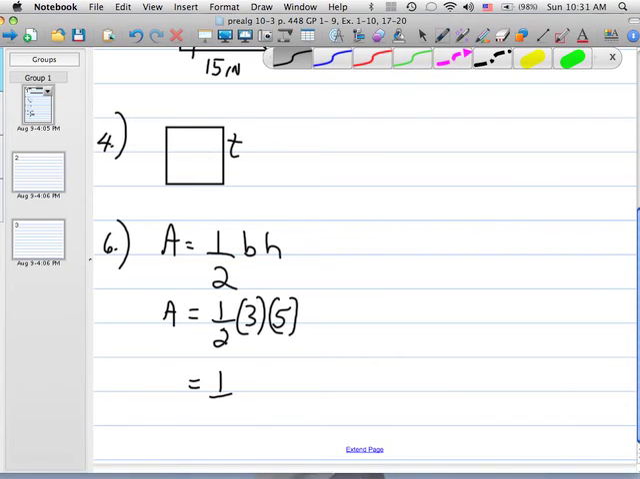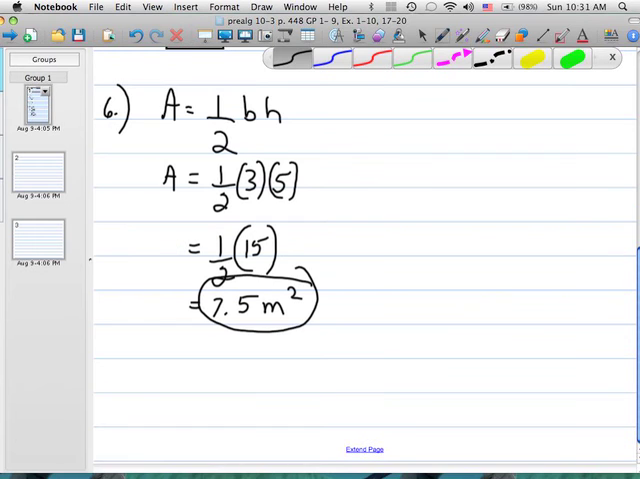So 1/2 of 15 equals 7.5, and the unit is meters squared. Remember, these are all square units. You're finding how many little squares are inside the shape.